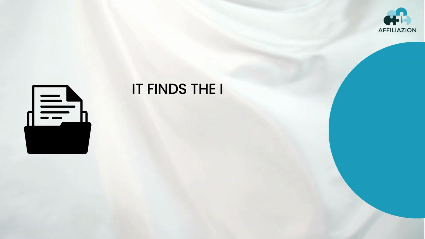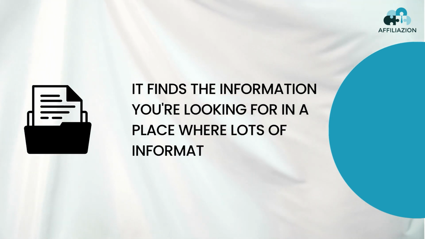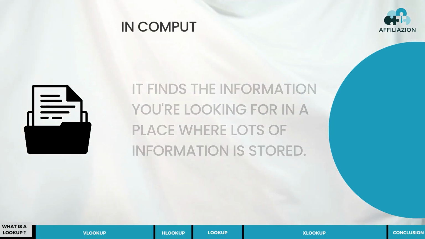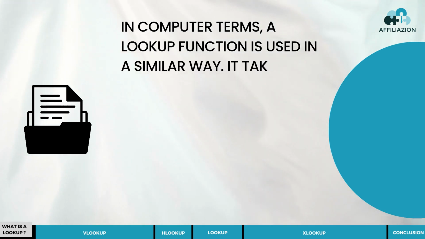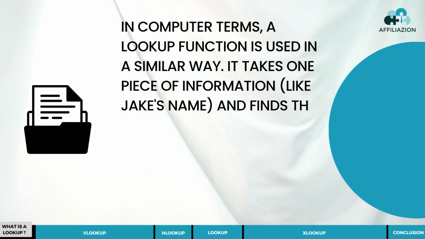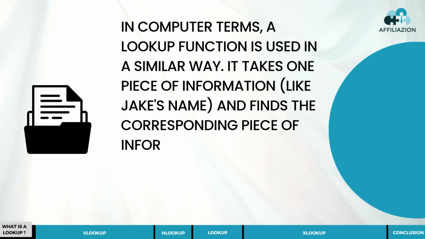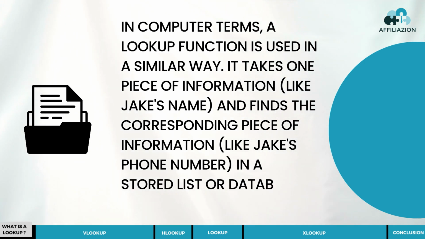It finds the information you're looking for in a place where lots of information is stored. In computer terms, a lookup function is used in a similar way. It takes one piece of information, like Jake's name, and finds the corresponding piece of information, like Jake's phone number, in a stored list or a database.